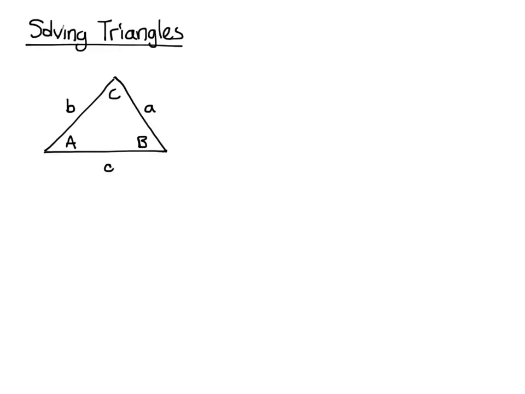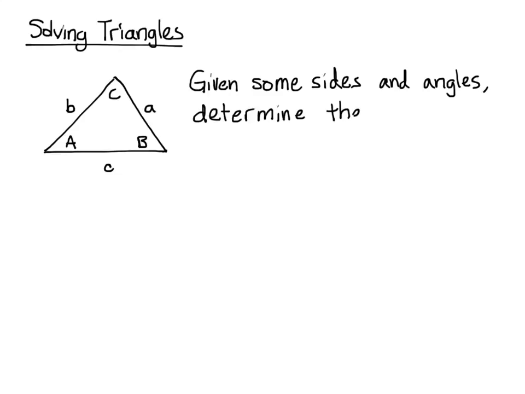So the first thing we're going to do is decide on a convention. We have some sides and some angles, and we want to get the rest of the angles and the sides. Now you already know how to do this with right triangles, right? If you know the two sides, you know how to find the hypotenuse. If you have the hypotenuse and a side, you know how to find the other side. We're going to do this now for general triangles.